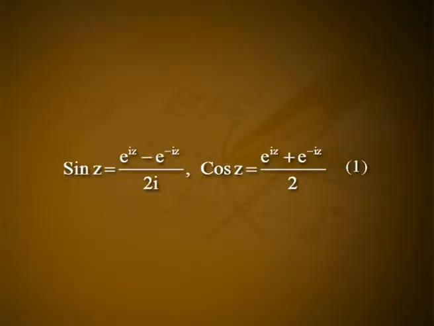Hence, it is natural to define the sine and cosine functions of a complex variable z as follows. sin z is equal to (e raised to iz minus e raised to minus iz) divided by 2i, and cos z is equal to (e raised to iz plus e raised to minus iz) divided by 2. Let us call that equation 1. These functions are entire since they are linear combinations of the entire functions e raised to iz and e raised to minus iz.